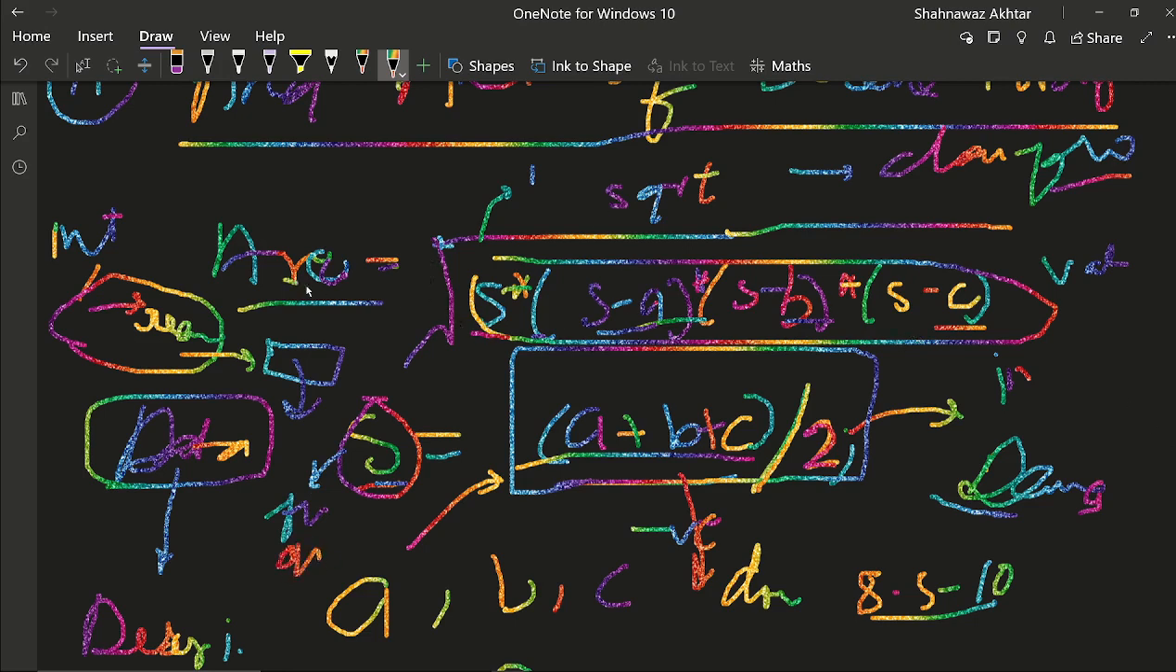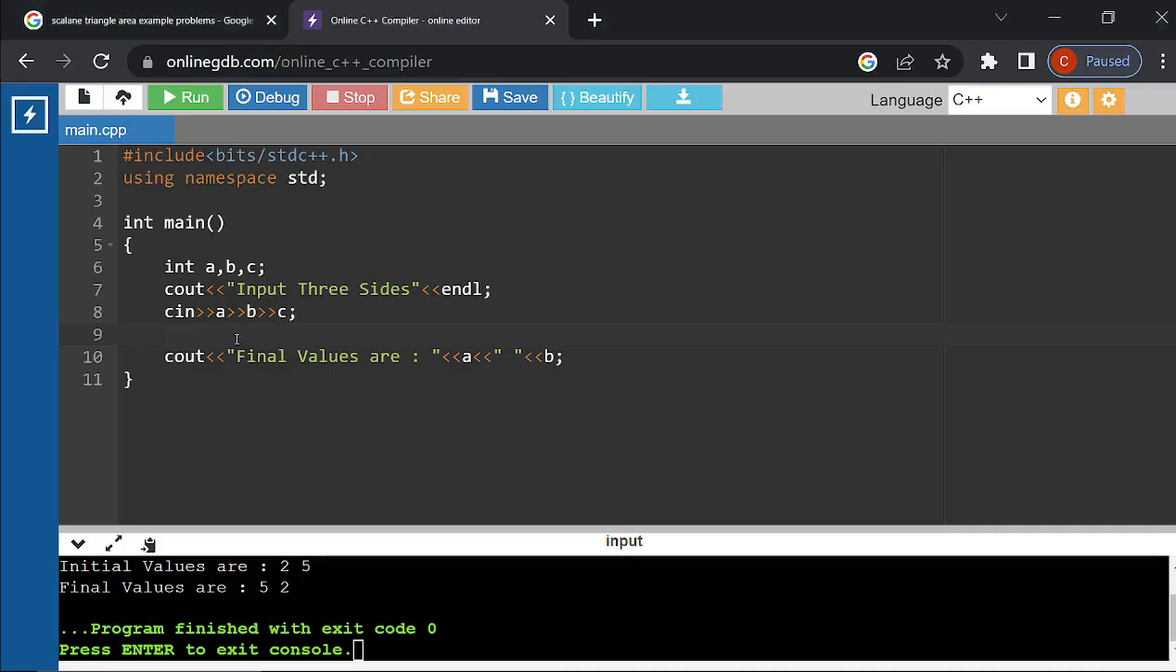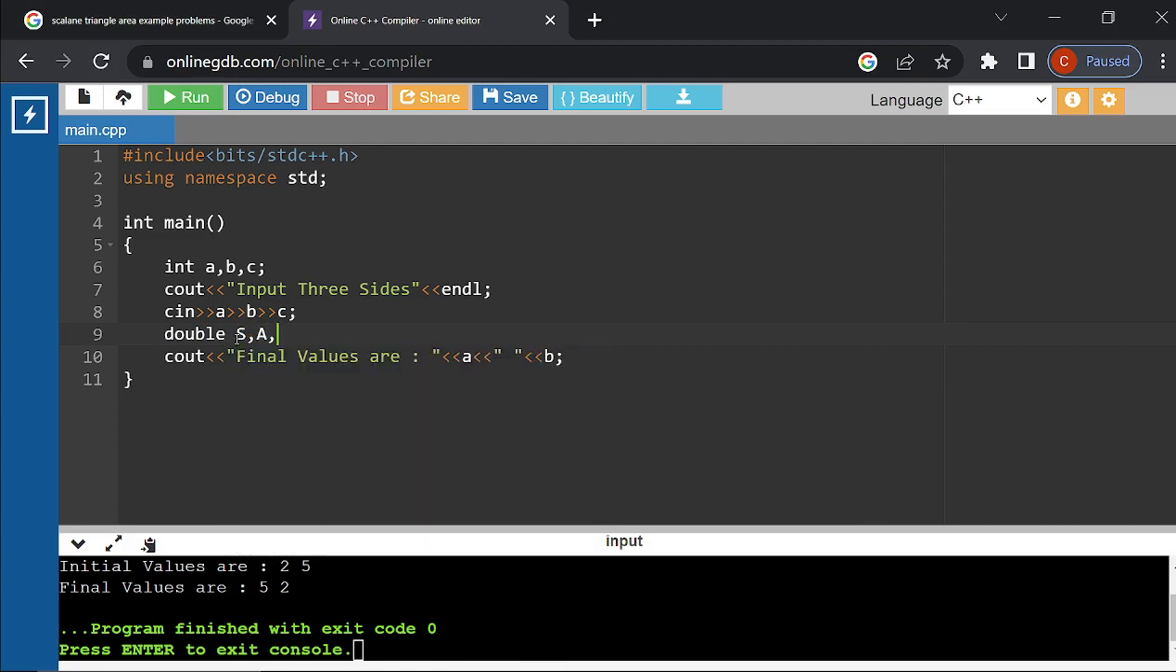But what about this area? See, the square root function returns a value of floating type. For floating types, there are two data types: one is float and another is double. So you can use any one. I am just using double. Using double is very good practice. So double S for calculating semi-perimeter, double A for area, and A1 for that expression under the square root.